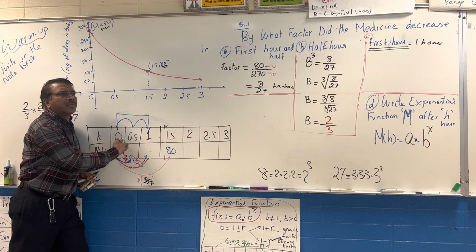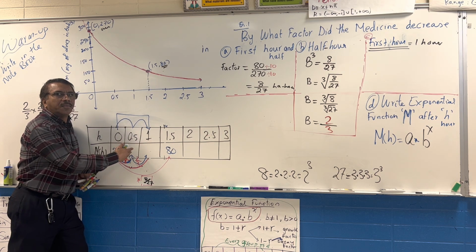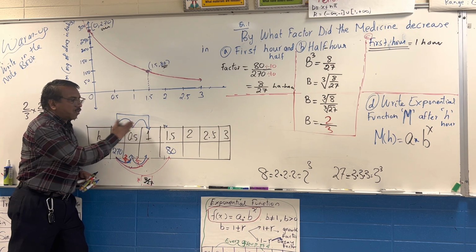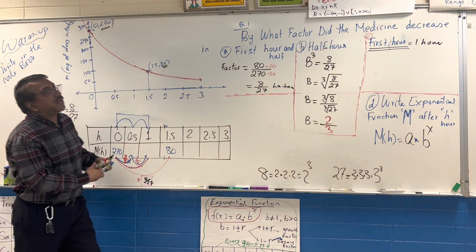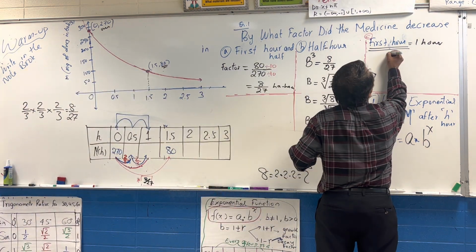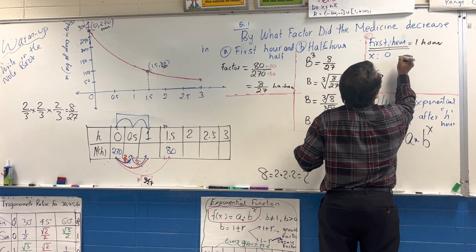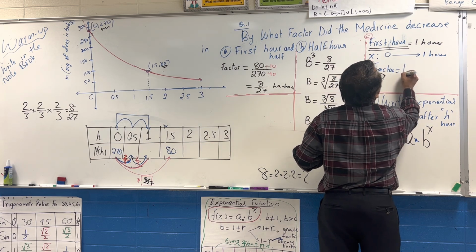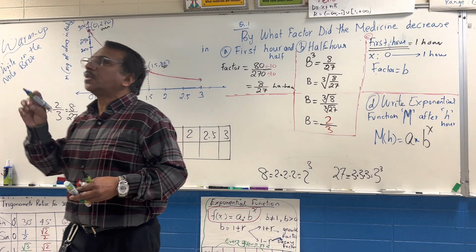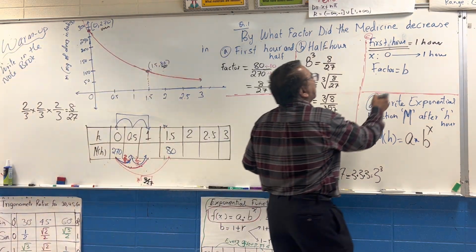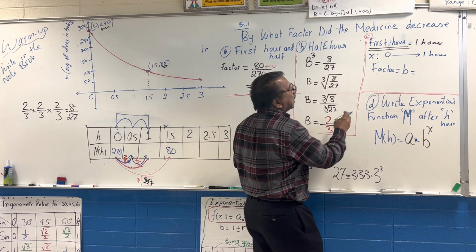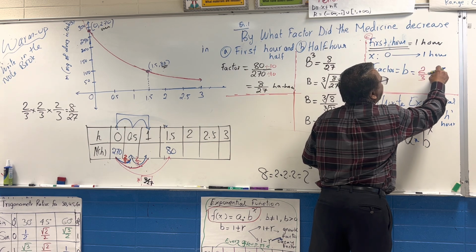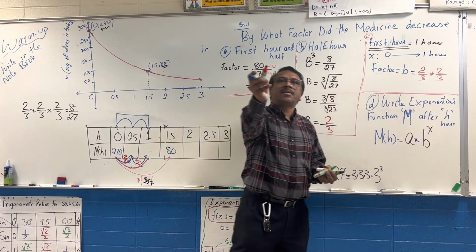Of course, they are not asking us what is the milligram of medicine in the blood. They just want to know, hey, what multiplies to get what factor for 1 hour? So it is 2/3 times 2/3. When you are answering this question, x is from 0 to 1 hour, the factor is, and I will call it b now, because in the formula it is lowercase b. And this b is this 2/3 multiplied by 2/3.